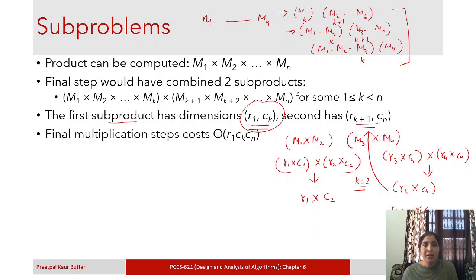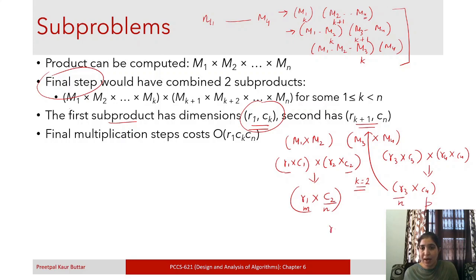And when you multiply these two subproducts together, what will be the cost? This is the final step. The final step's cost will be m into n into p. So these are the dimensions of the first subproduct, and these are the dimensions of the second subproduct. So this is our m, this is n, and this is n, this is p, right?